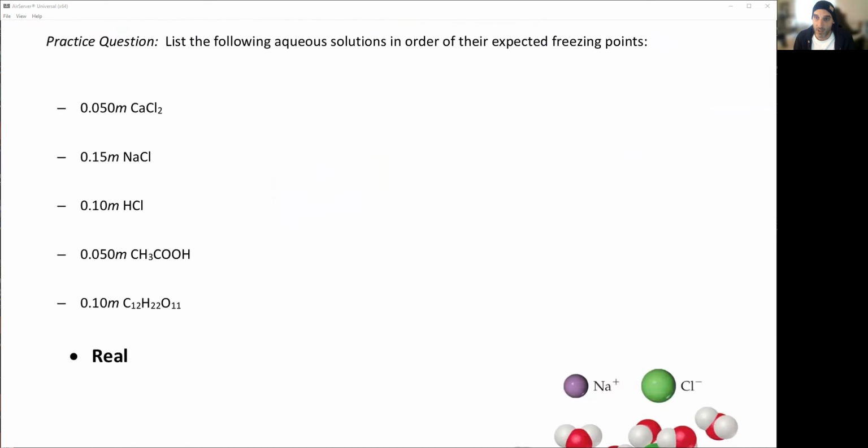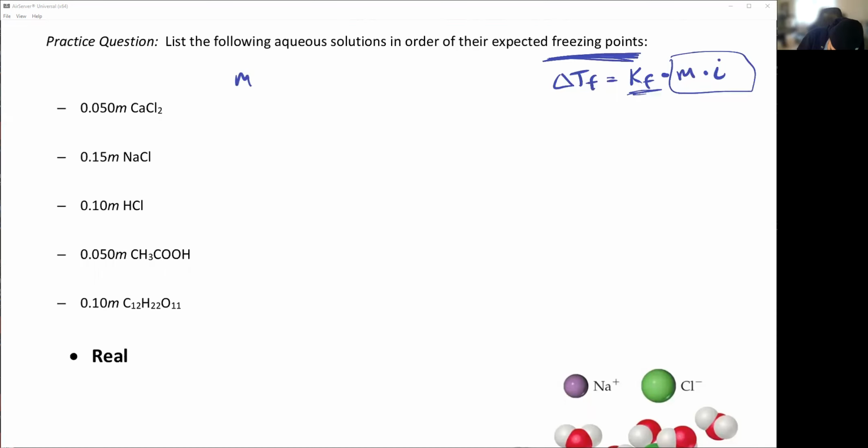So list the following in order of their expected freezing points. So again, expected freezing points, their delta TF is going to equal KF times molal times I. So really, the KF is going to be constant. So we're looking at molality times I. The molality for each of these: 0.050, 0.15, 0.10, 0.050, 0.10. And this is really a question about I. How many do these divide?